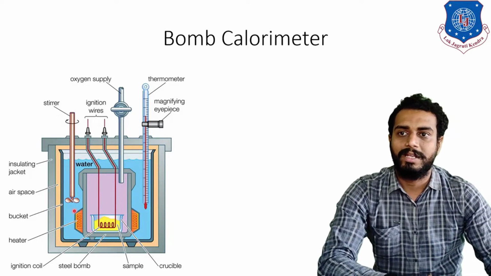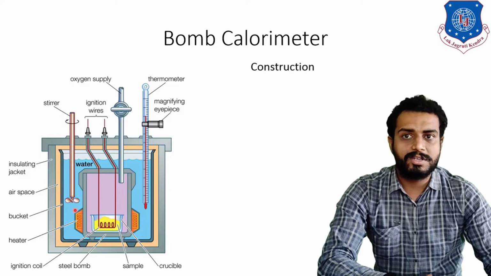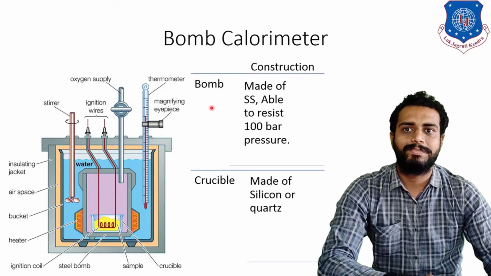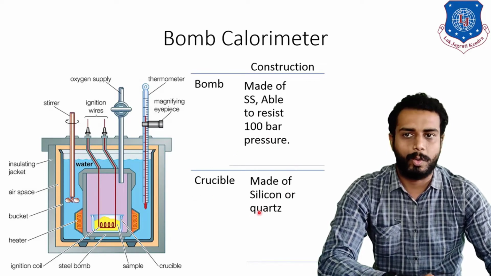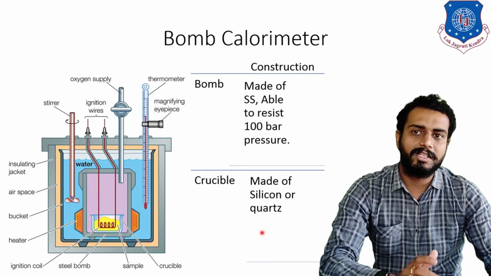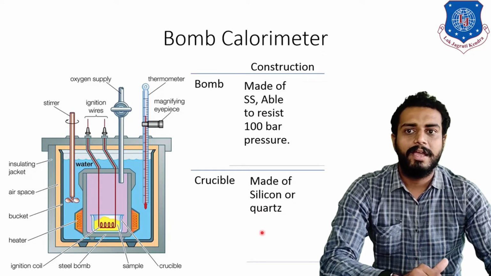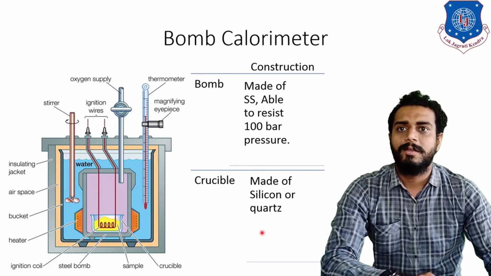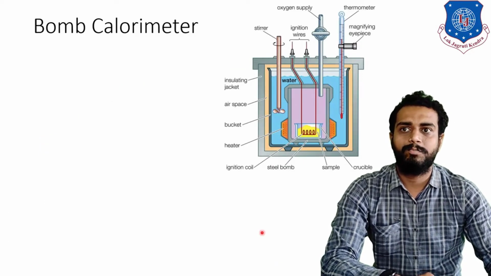Okay, so let us understand the construction. The construction is simple. The bomb is generally made of SS and it is able to resist pressure up to 100 bar, and the crucible is generally made of silicon or quartz material. Okay, so remember the materials. Bomb is SS and crucible is generally quartz or silicon. Next, let us understand the working of the bomb calorimeter.